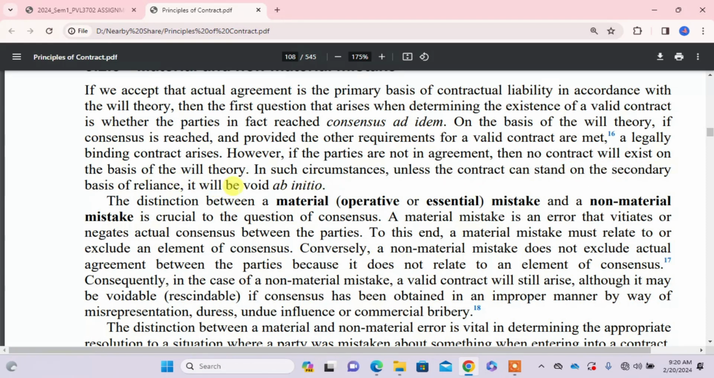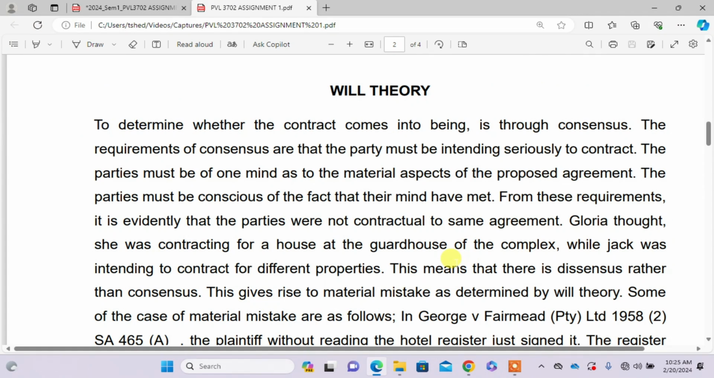So now we have read about the will theory, but I'm going to give you more information about the will theory and the cases that fall under it, so that it will be easier for you to apply the will theory before we go to the Iustus error doctrine. I have summarized the will theory for you so that you understand, and you can go and get more information if you want more.